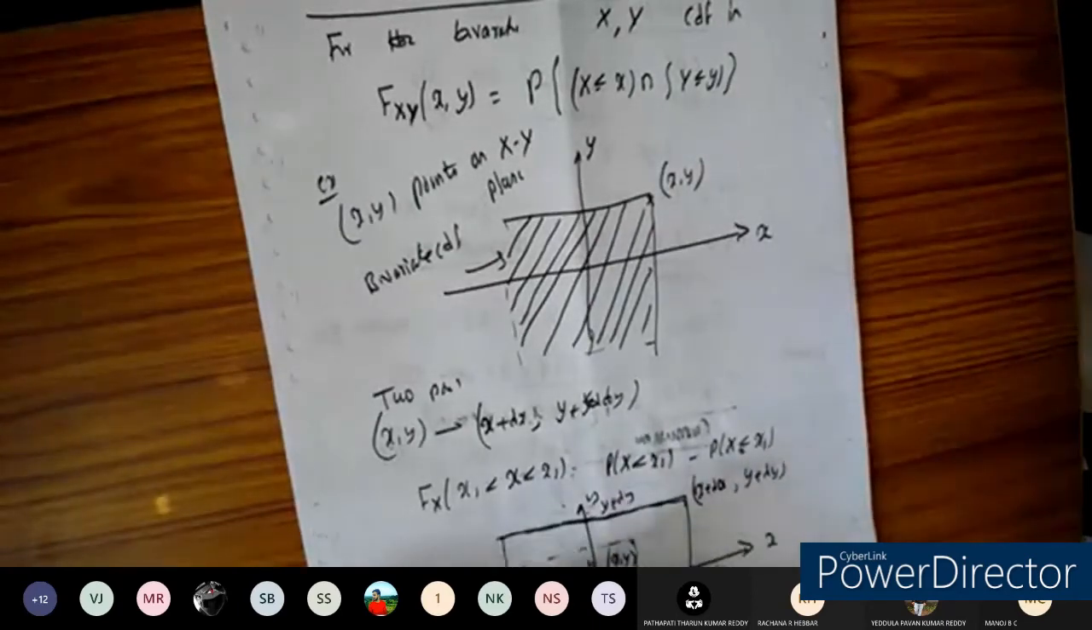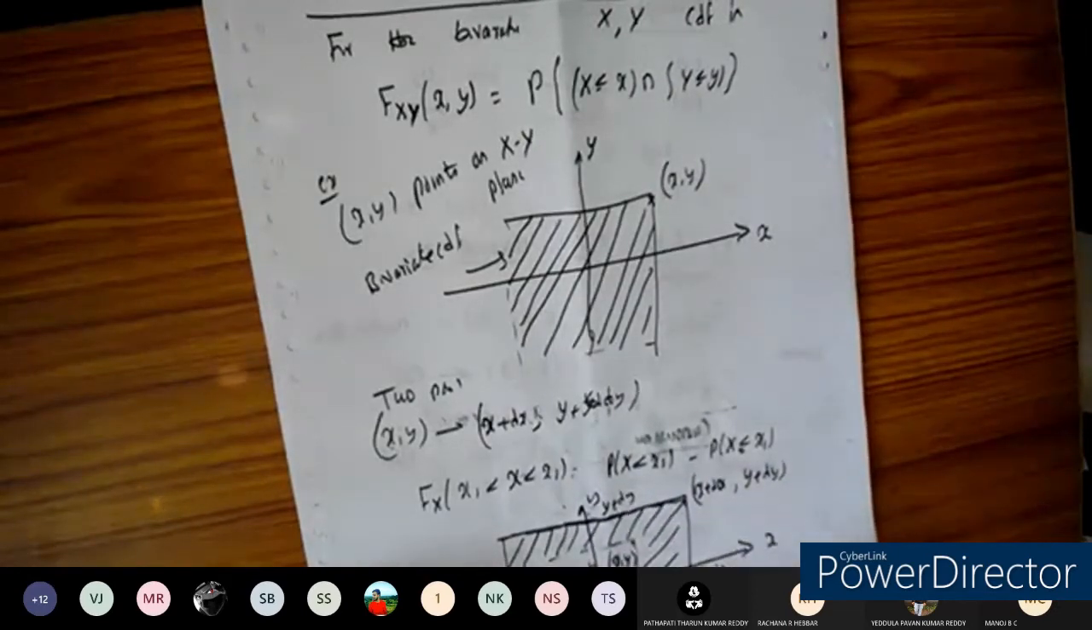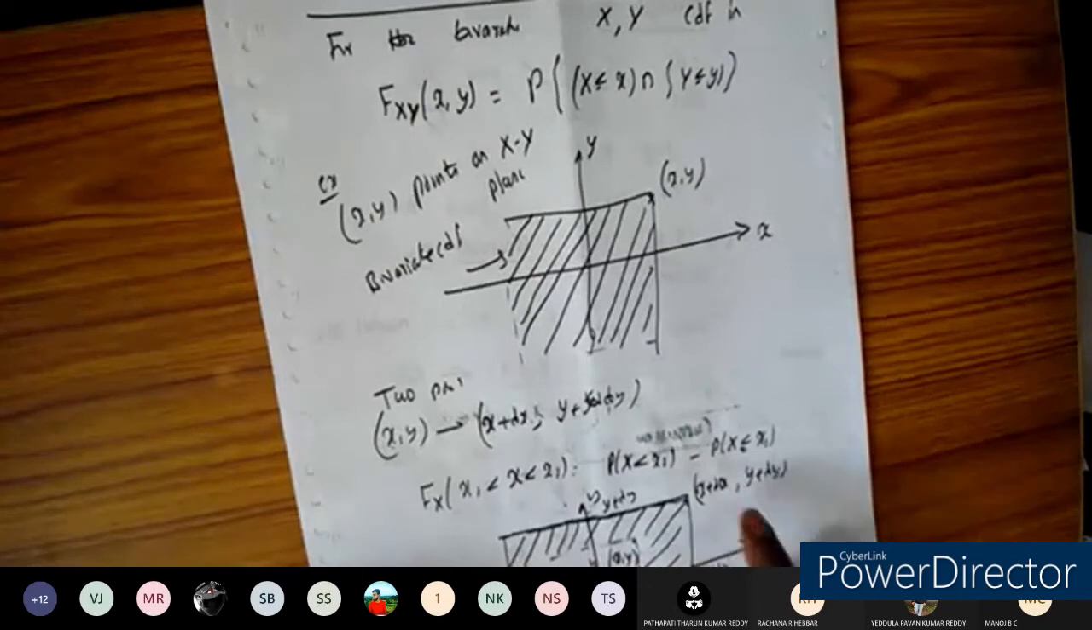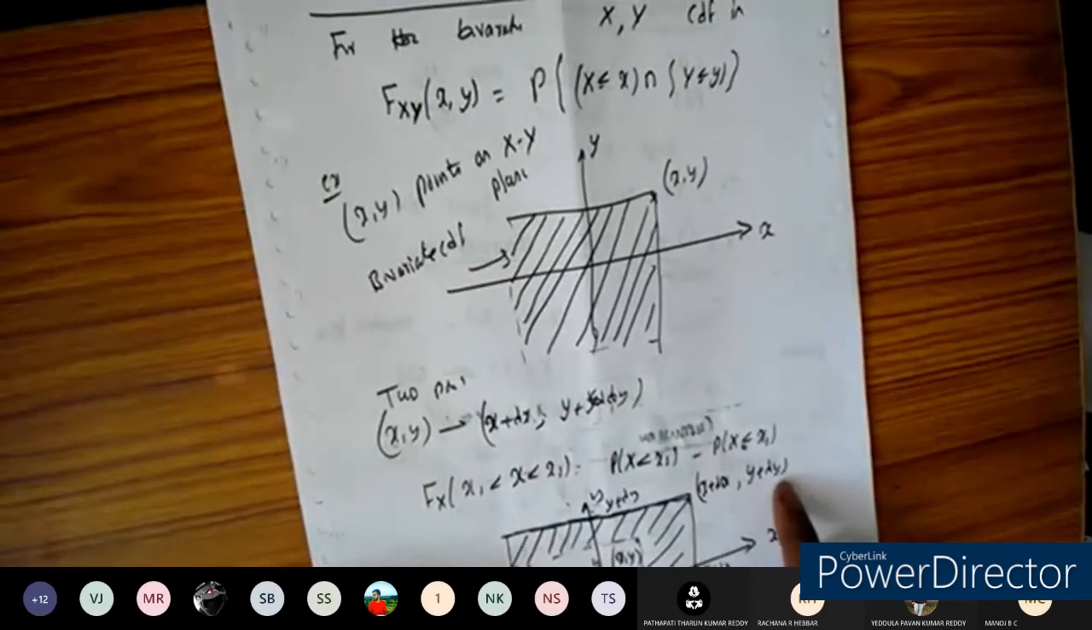So I'm going to consider the area which is going to lie between this one. I'm going to shade this one with the example like this here. Okay, so this is another example of the bivariate CDF, which is considered between the 2 points here, (x, y) and (x plus dx, y plus dy). We are going to evaluate the PDF of this one here.